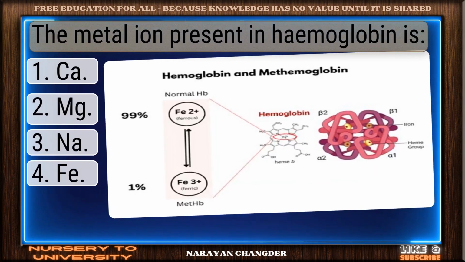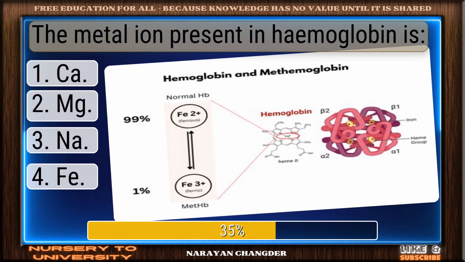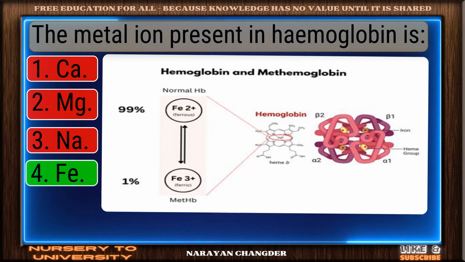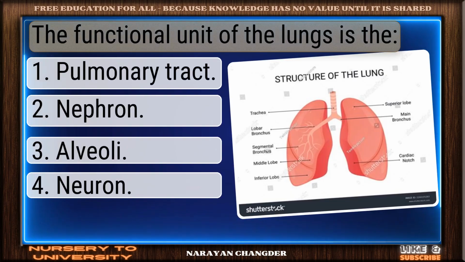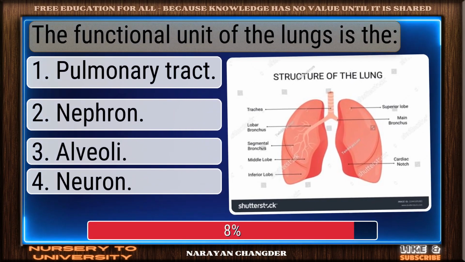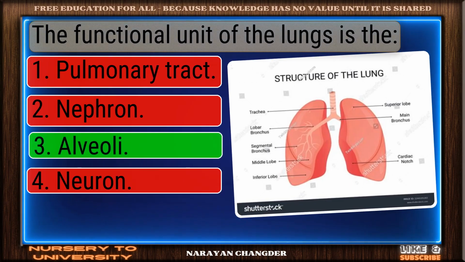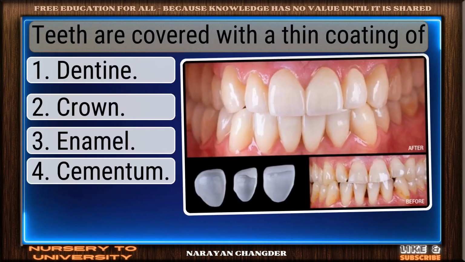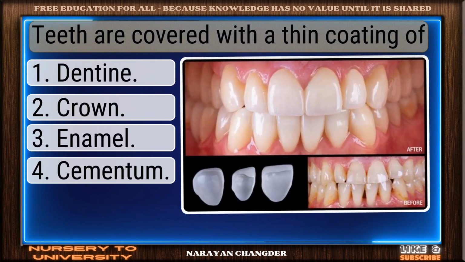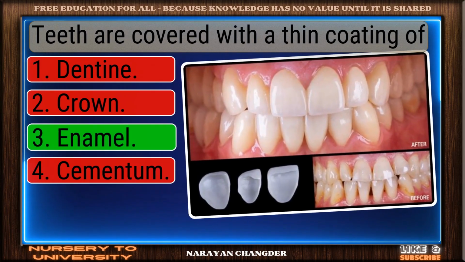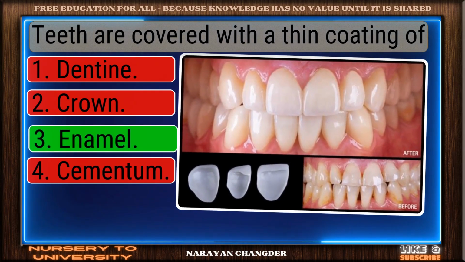The metal ion present in hemoglobin is? You're right. Iron is correct. The functional unit of the lungs is the? Nice selection. Alveoli is correct. Teeth are covered with a thin coating of? Perfect. Enamel is the one.